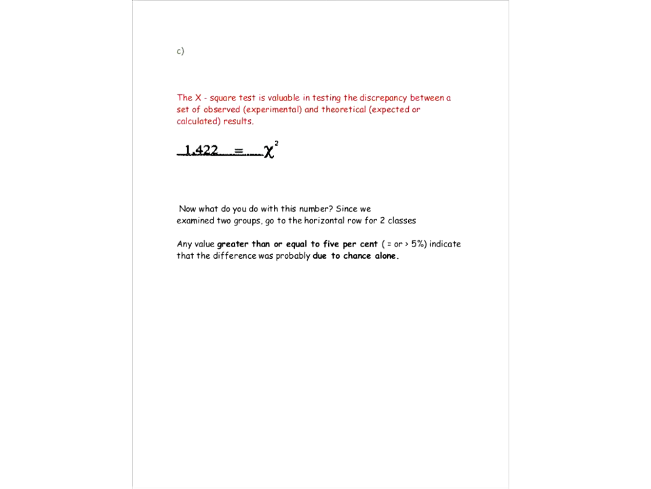So if you get a percentage of 5% or less after doing the x-squared thing and putting it on the table, what that means is that the difference is probably due to chance alone. So that's the type of result you would likely get if you were doing an experiment with storks and babies. You're going to get a result that's 5% or less. Okay, and so go on the next screen.